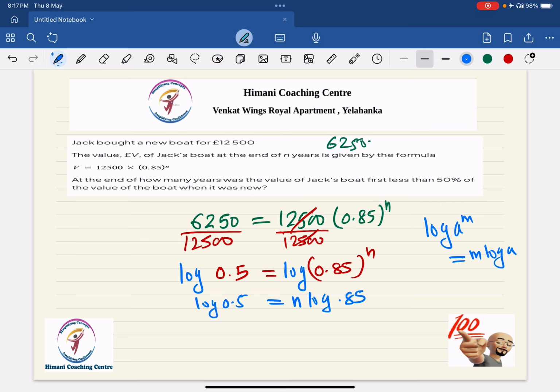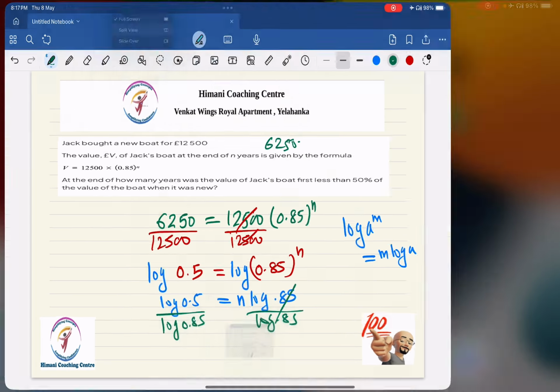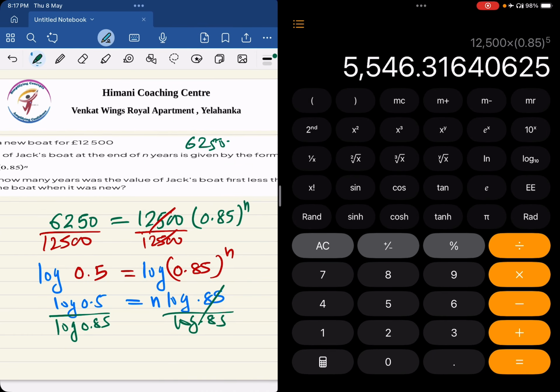So what is n? In order to find n, we divide both sides by log of 0.85. So this will become 1, and here we are getting log 0.85. So n is equal to log of 0.5 by log of 0.85. So let us go back and check with the calculator.